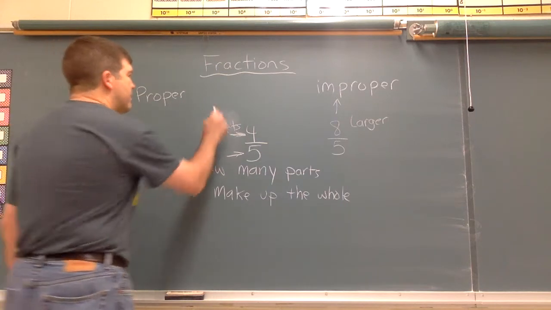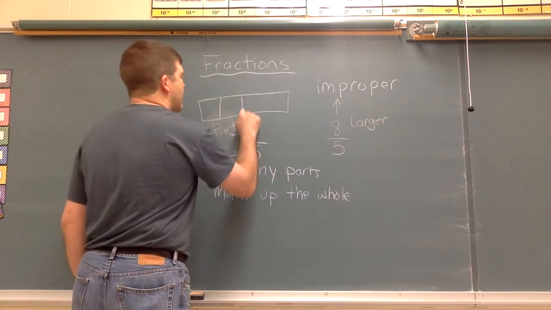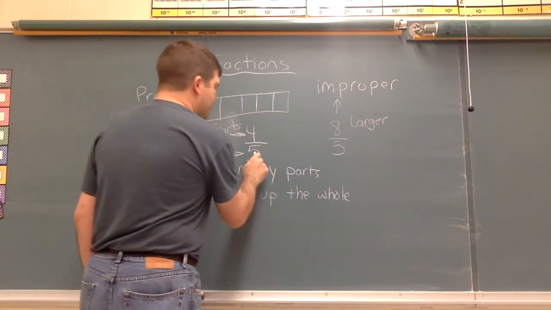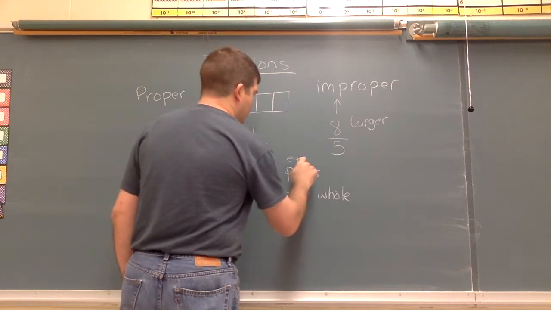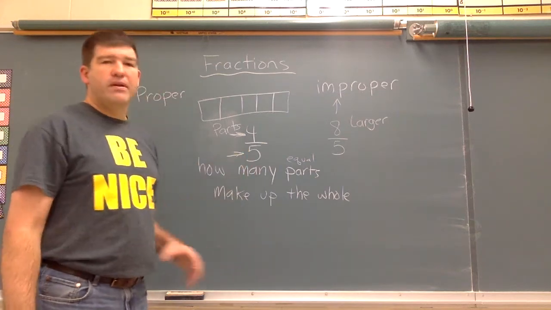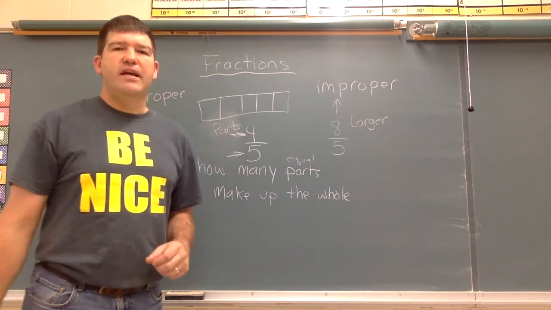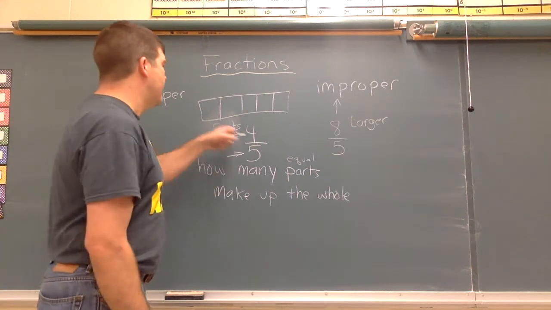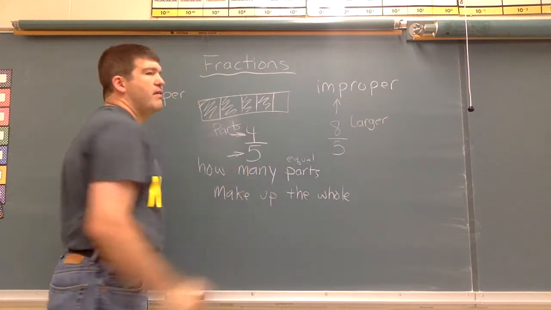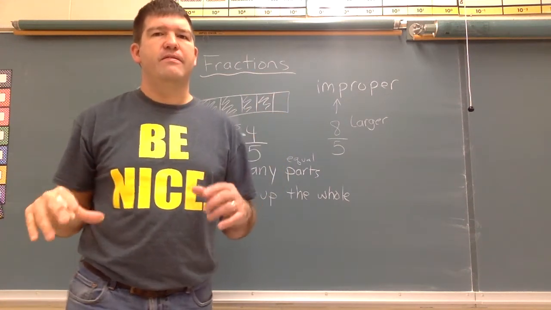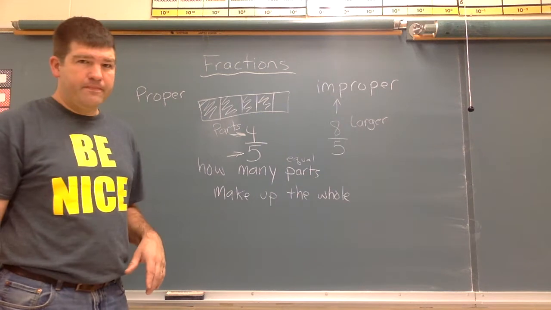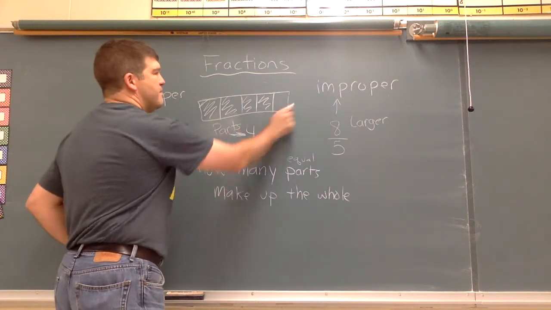So, if we look at it like this, 1, 2, 3, 4, 5, 5 equal parts. So they're all the same size. If I have 5 equal parts, I can put them together and I get one whole. So on this one, I have 4 of them, 1, 2, 3, 4, but I don't have that one. I don't have the whole thing yet. So I just have 4 parts of the 5, which makes up the whole. So 4/5 is this much.